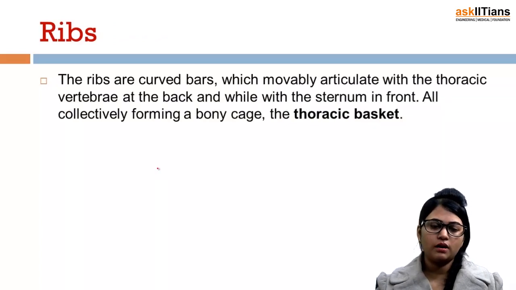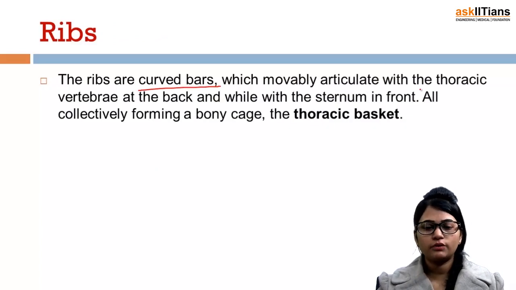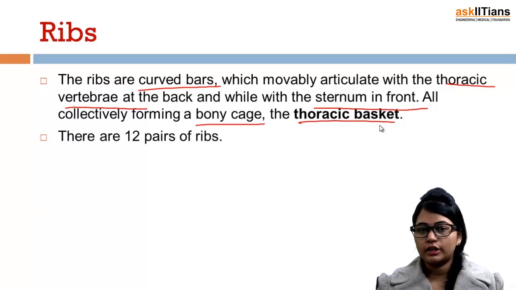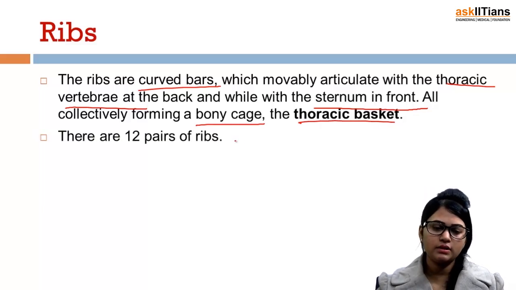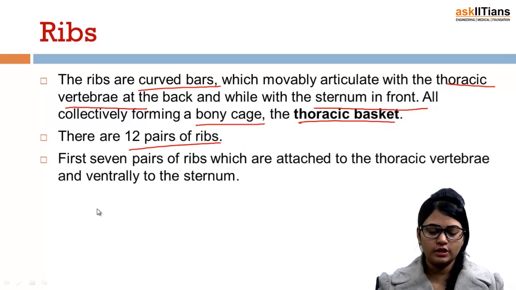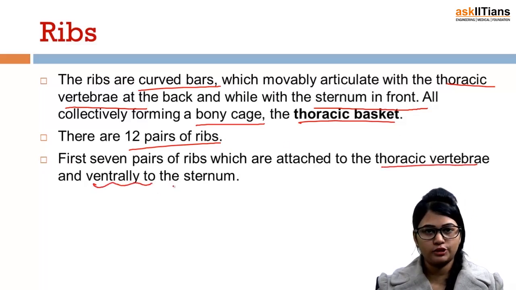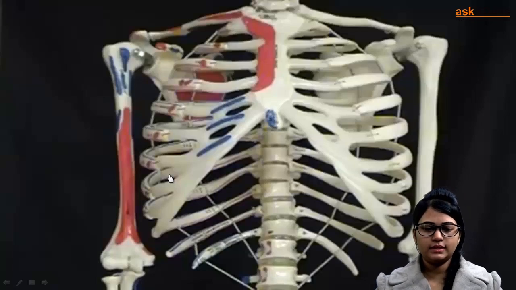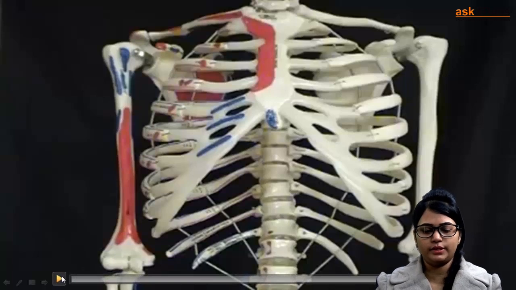Ribs. The ribs are curved bars which movably articulate with the thoracic vertebrae at the back and with the sternum in front, all collectively forming a bony cage known as the thoracic basket. There are 12 pairs of ribs. How many pairs? 12. Okay. First 7 pairs of ribs which are attached to the thoracic vertebrae are ventrally attached to the sternum. Now, let's look into this video to understand what ribs are.